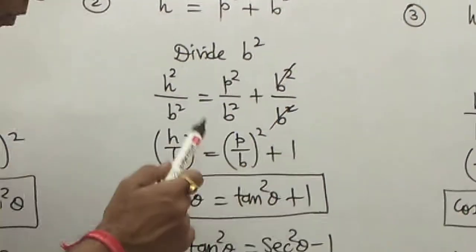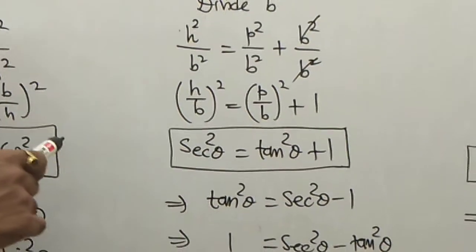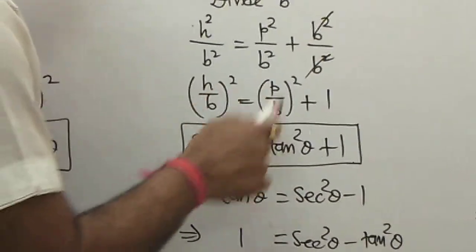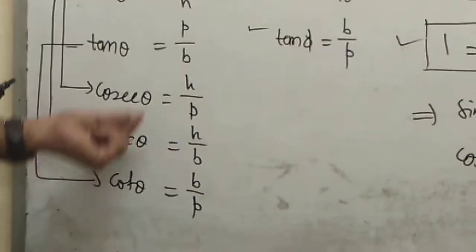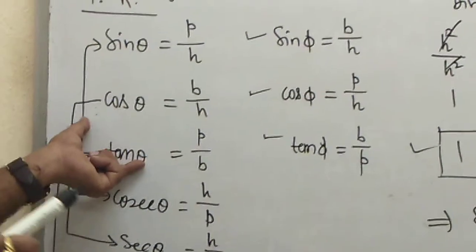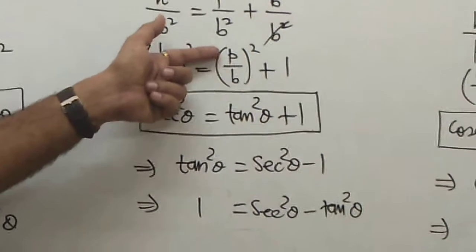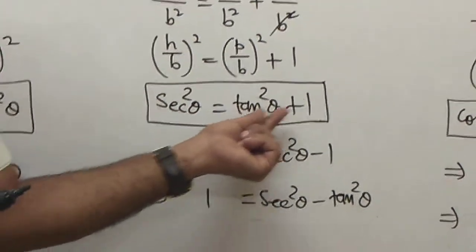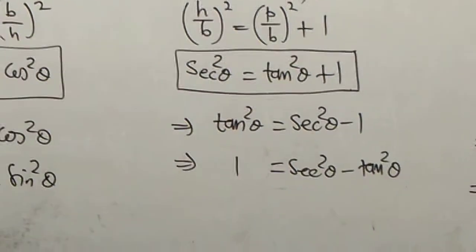So in place of that you put 1, and now again use the law of exponents: h square by b square means (h by b) whole square, and (p by b) whole square. And h by b means sec theta and p by b means tan theta. So in place of h by b is sec, p by b is tan. So we have sec square theta equal to tan square theta plus 1. So now we got the second identity.